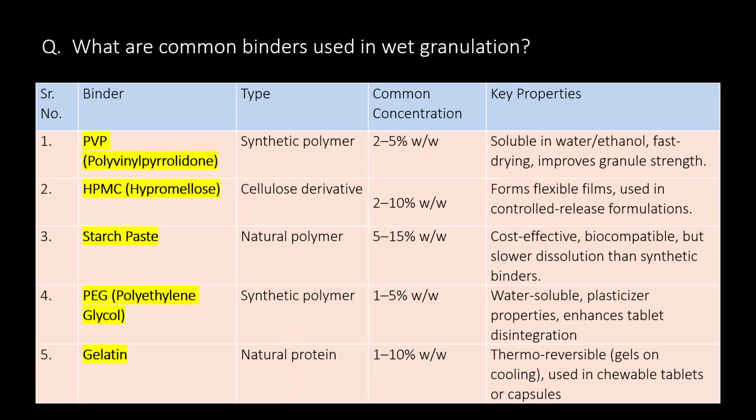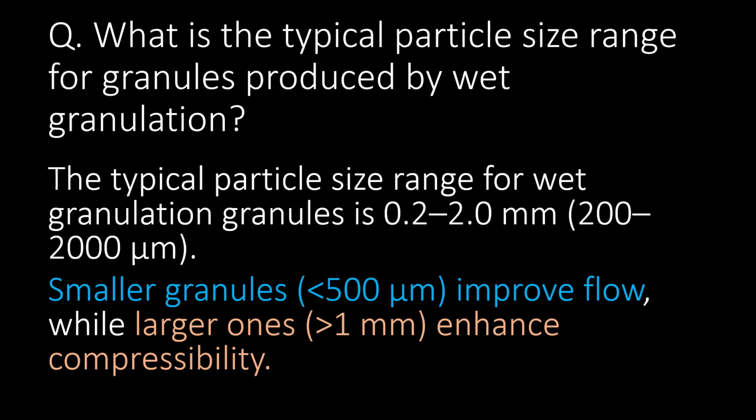Very commonly asked question. What are common binders used in wet granulation? PVP, HPMC, starch paste, PEG, that is polyethylene glycol, and gelatin are the common binders that are used in wet granulation process.